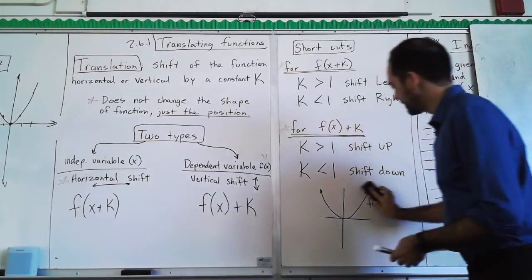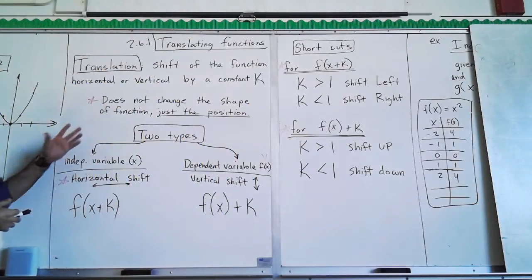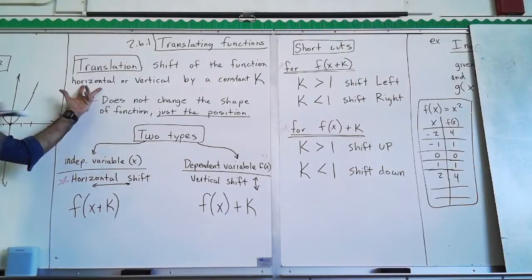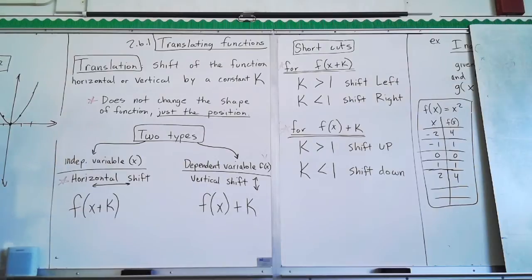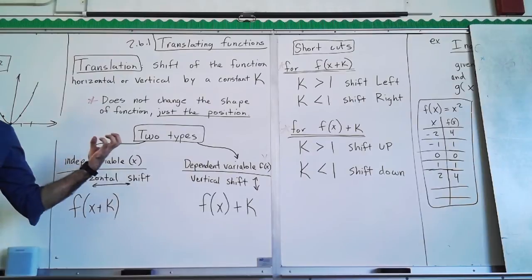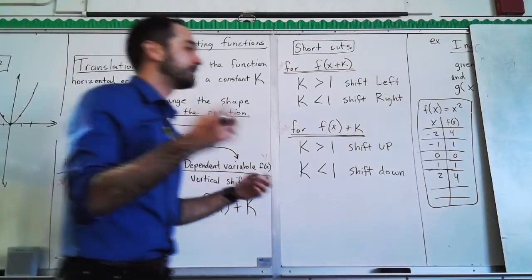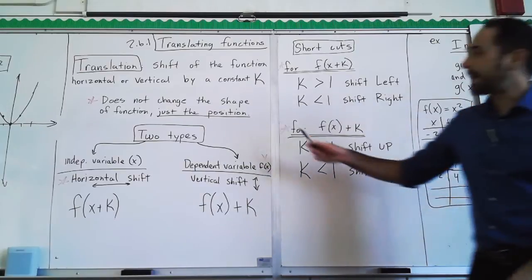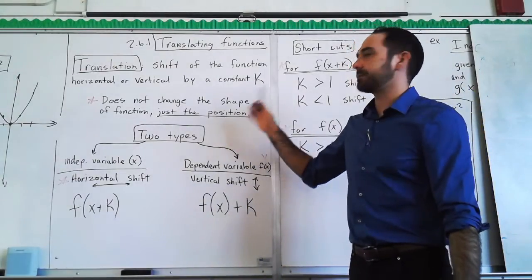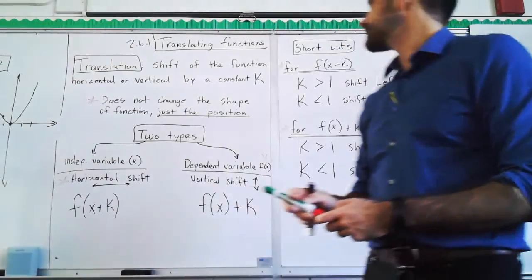And we know that a more refined definition is a shift of the function horizontally, left and right, or vertically, up and down, by a constant k, by some constant. They're going to work in different ways based on if we're dealing with the x or f(x) values, x being the independent, f(x) being the dependent. We'll break that down in a moment. Again, it does not change the shape of the function. It just moves the position around, up, down, left, or right. So go ahead and get down to that for a moment.